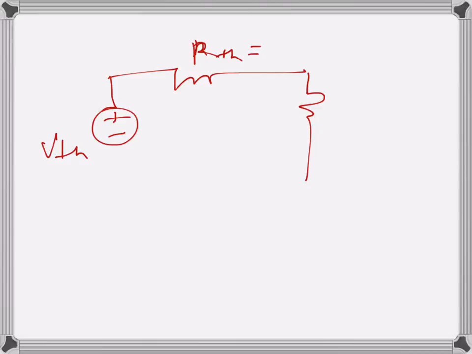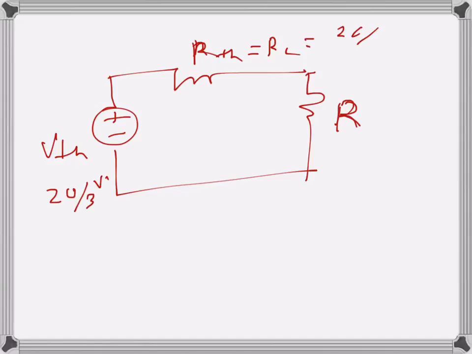So we have our circuit. The entire circuit is replaced by Thevenin's voltage and Thevenin's resistance, which is R line, the line resistance for the load R, the resistance of our interest. So here V Thevenin is 20 over 3 volts, that's the supply, and this one is 20 over 3 ohms, and this one is of course also 20 over 3 ohms.